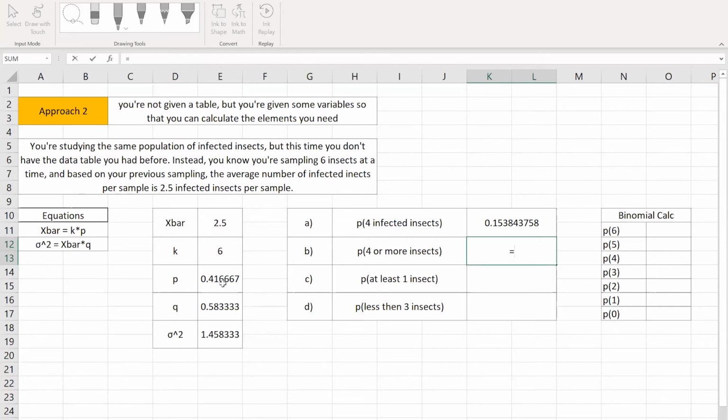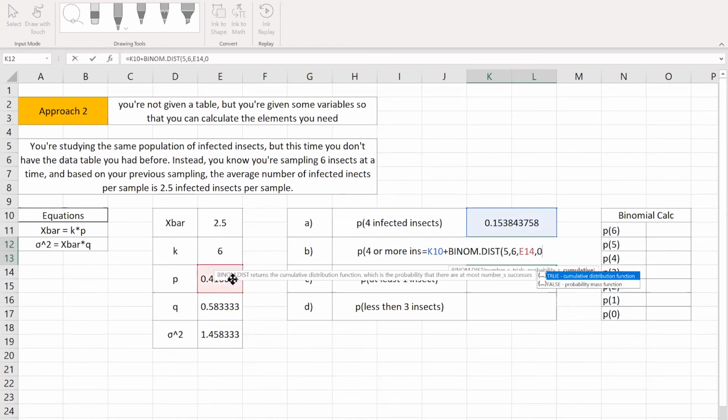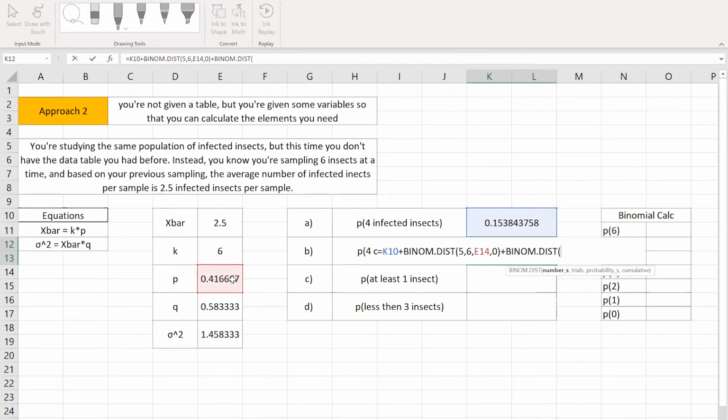There are a couple ways we could do this. We could do the binom.dist for, well, I guess actually we could do this since we already calculated 4, plus binom.dist for 5, 6, probability of success, and 0, plus binom.dist for 6. So 6 bugs out of 6 trials. Probability cumulative is 0.